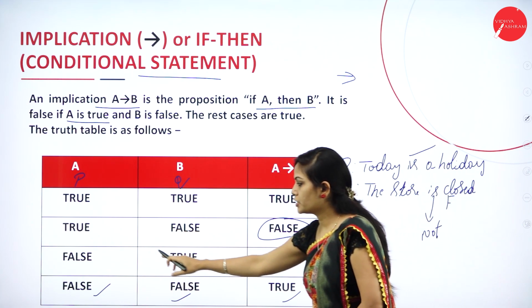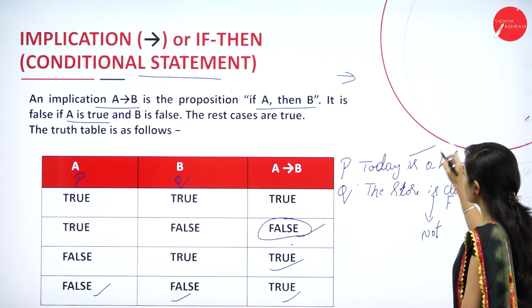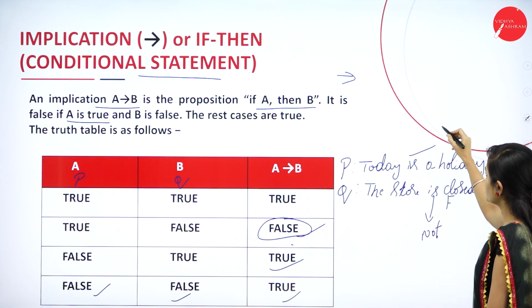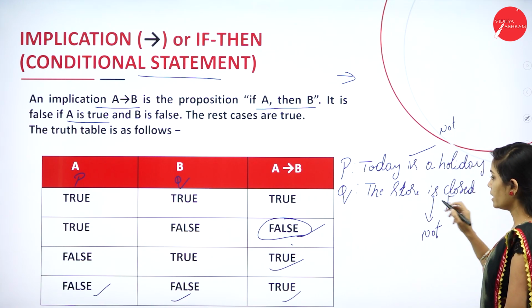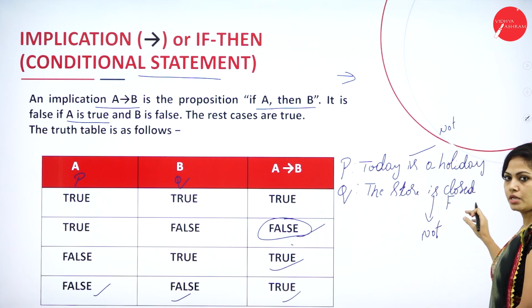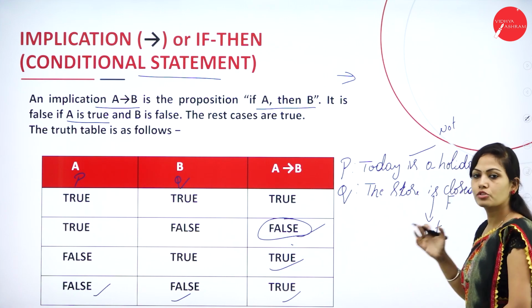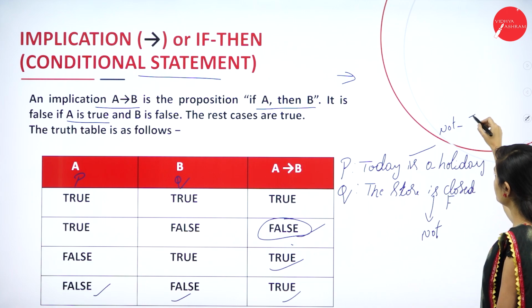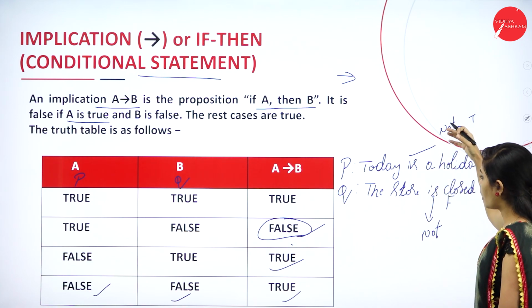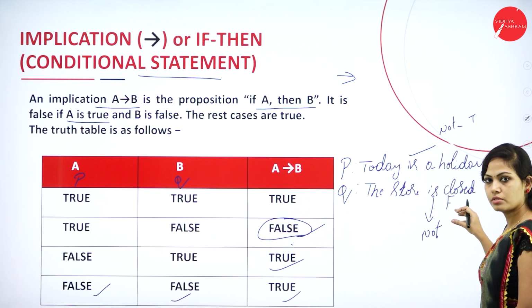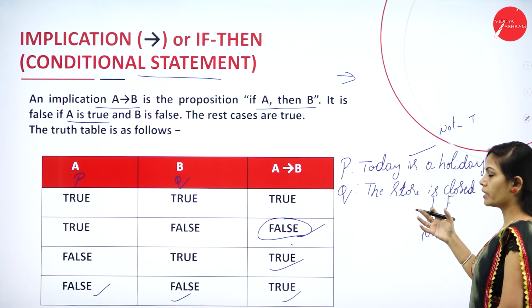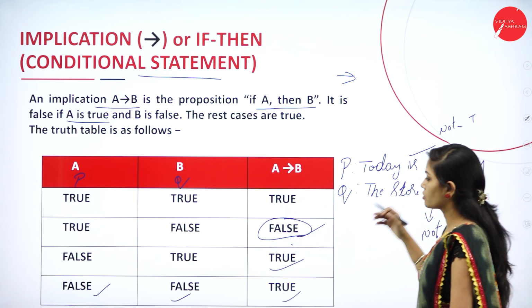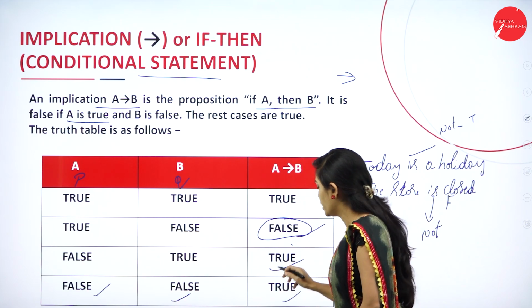And the next condition, false and true. Today is not a holiday, and the store is closed. You can consider the statement true. Today is not a holiday is the first condition, and the store is closed. Even if it is not a holiday, we can still close the store, right? So it is a true condition. So false and true is true.